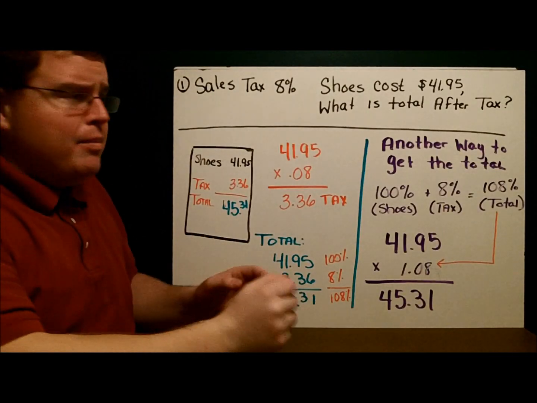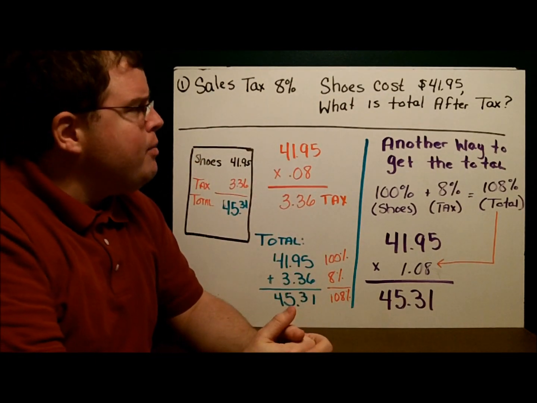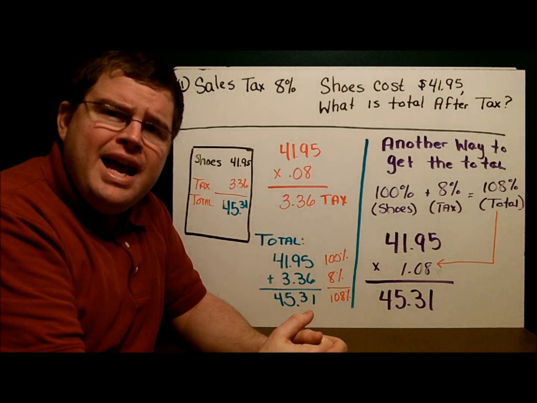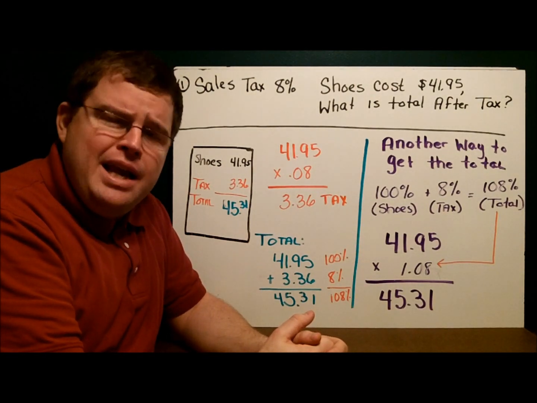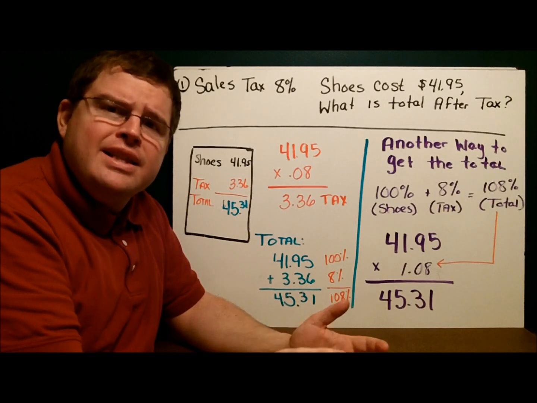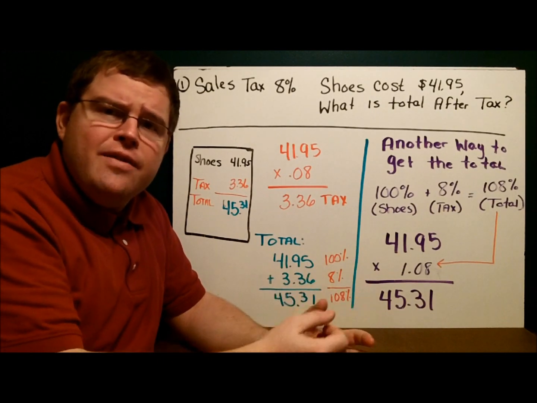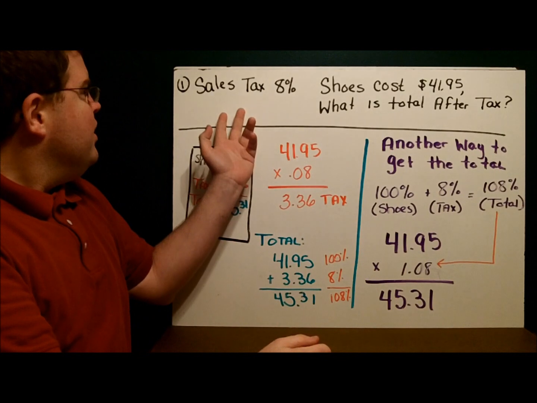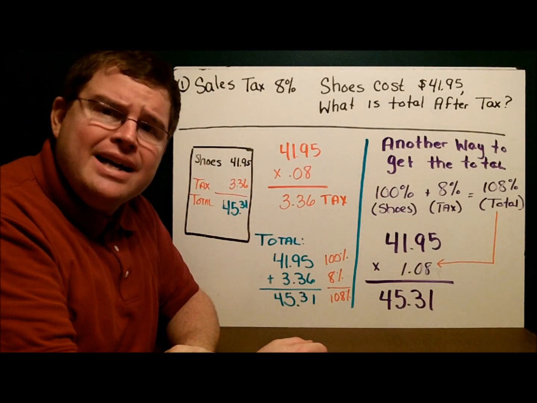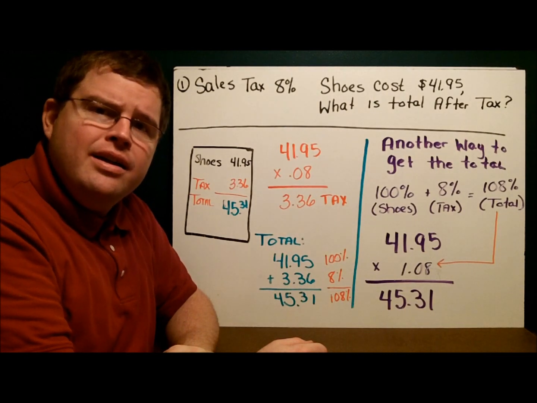In our first example, we're going up to the shoe store and a pair of shoes cost $41.95. We bring them up to the cash register and they're going to charge us 8% sales tax. Sales tax is simply an amount of money that the store collects and sends off to the state. The original price was $41.95. Tax is 8% of that.